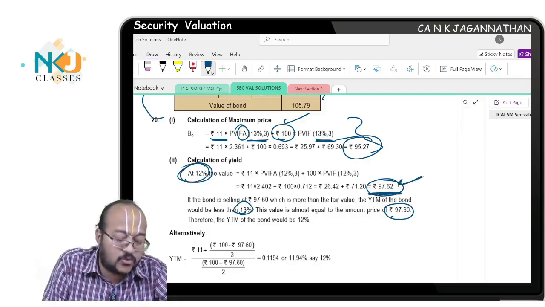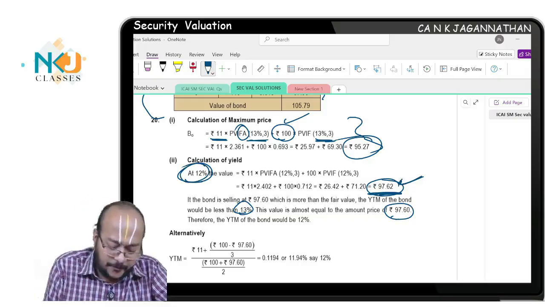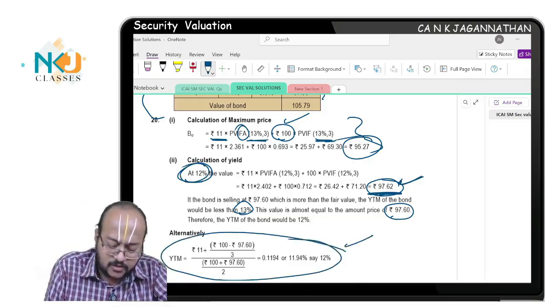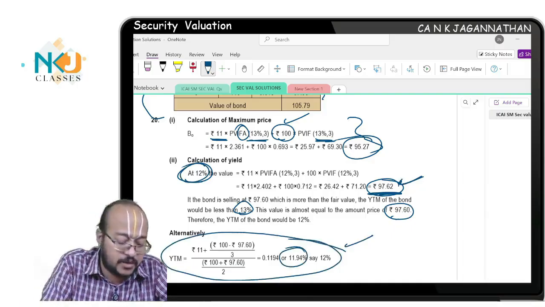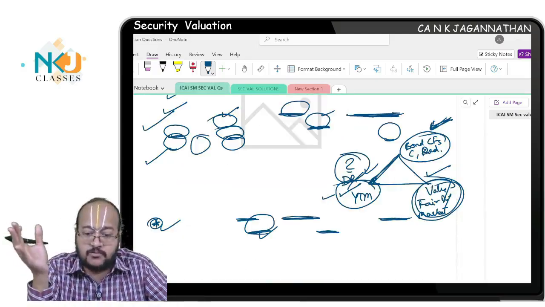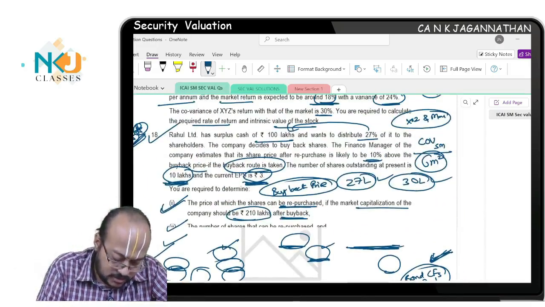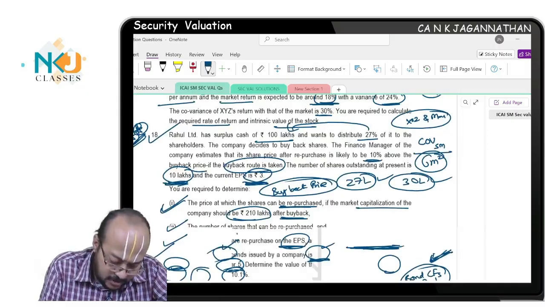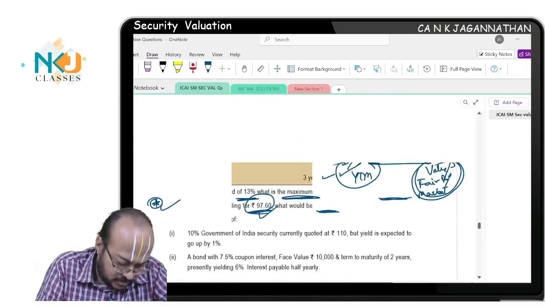But how to arrive at this 12%, a question will arise. Correct? There are 2 ways to do it. Apply the approximate formula first, then plus or minus 1%, you will get to know. Very simple. Bond value and YTM have an inverse relationship.